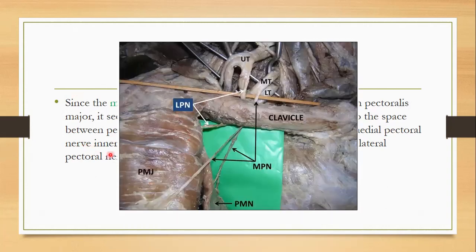Here you can see this is the pectoralis major muscle in a cadaveric dissection. This is the pectoralis major muscle, and here you have the pectoralis minor muscle. And you can see the medial pectoral nerve here, piercing the inferior side of the pectoralis major. This is the inferior side, this is the superior side of the pectoralis major. You can see it pierces the inferior part.